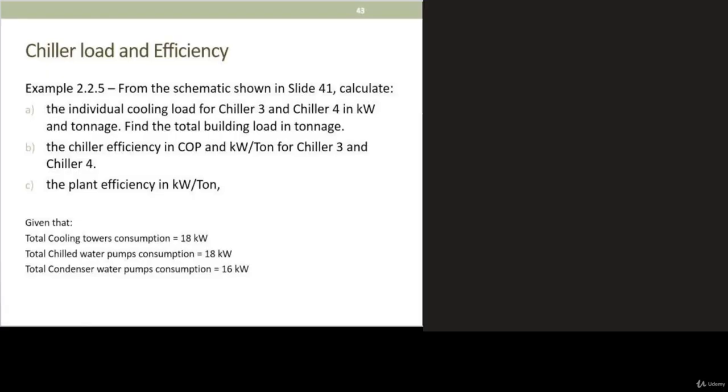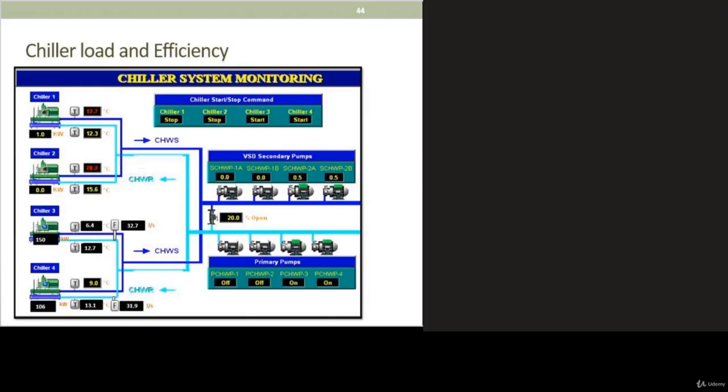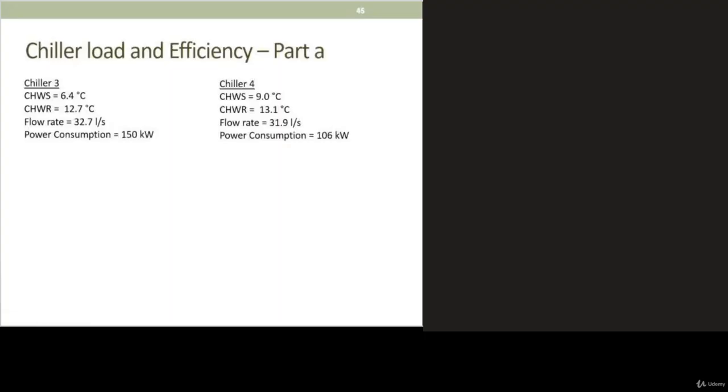If you refer to the schematic, you are only going to concentrate on chiller 3 and chiller 4. All the important information is actually given: you have your supply temperature, return temperature, and the flow rate. That's good enough for you to calculate the load of the chiller. So it'll be very good if you can list down all the important parameters first before you start your calculation.